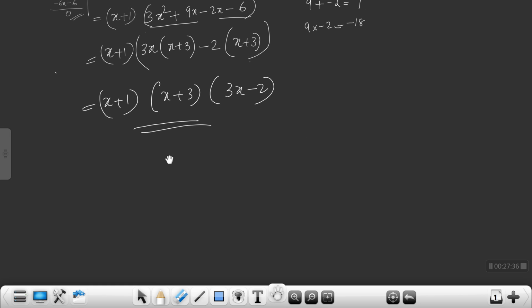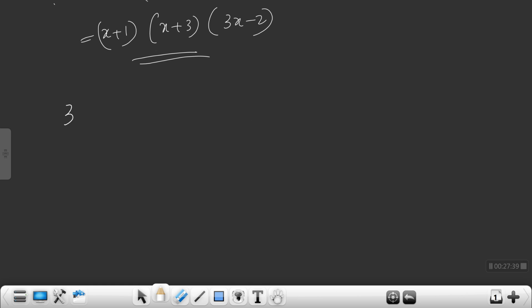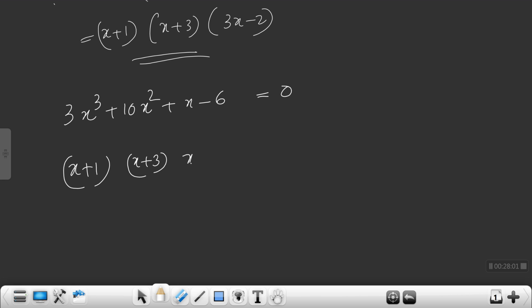Now we want to solve the equation 3x cube plus 10x square plus x minus 6 is equal to 0. In the first part, we factorized the polynomial completely. So 3x cube plus 10x square plus x minus 6 can be written as a product of the factors x plus 1, x plus 3 and 3x minus 2.